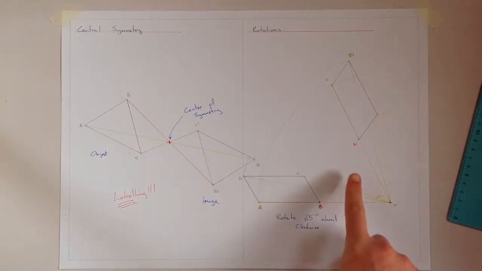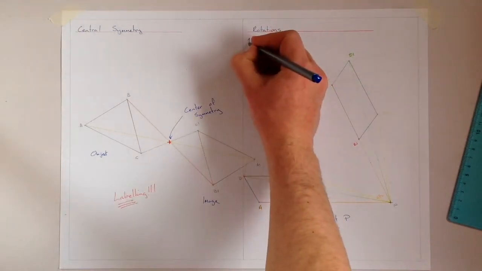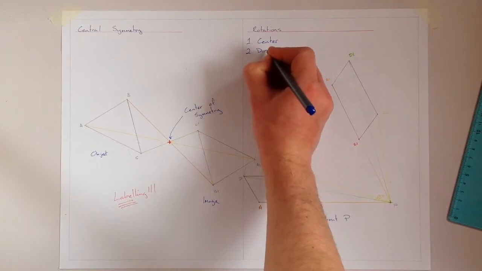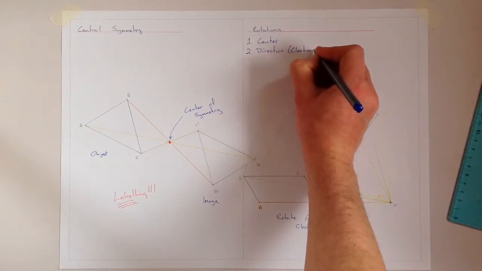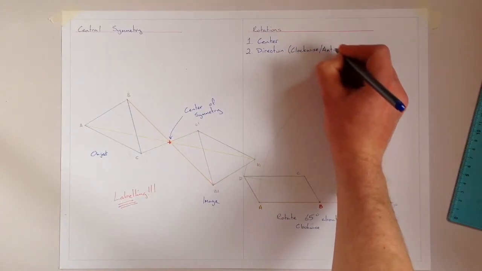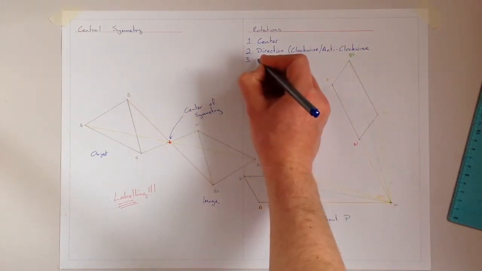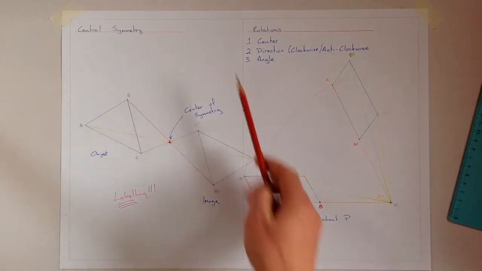Finally then, we have our rotations. Rotations are generally the ones people find the most difficult. So if that is you, not to worry, most people are the same. With rotations, we have to be given 3 pieces of information. Number 1, you have to have a center. Number 2, you need a direction, so that would either be clockwise or anti-clockwise. And number 3, we need an angle. So those are the 3 pieces of information that you absolutely need to be able to do a rotation.